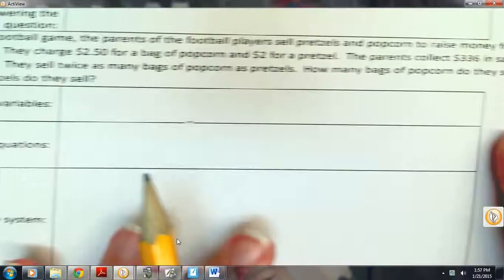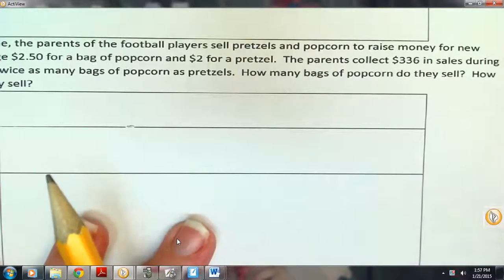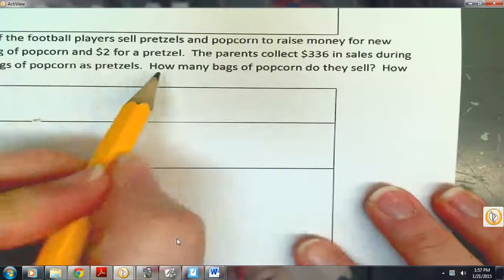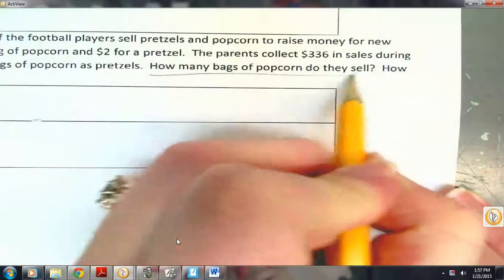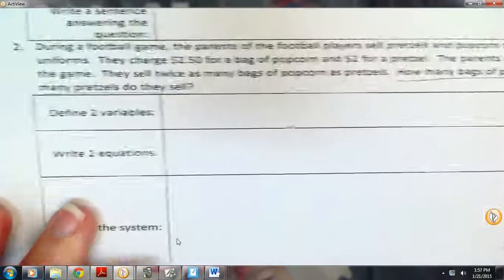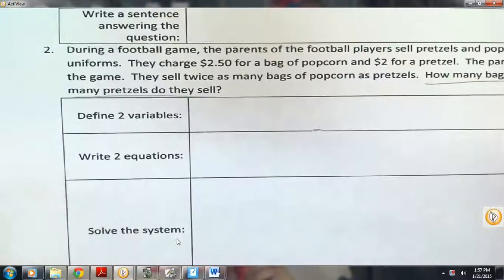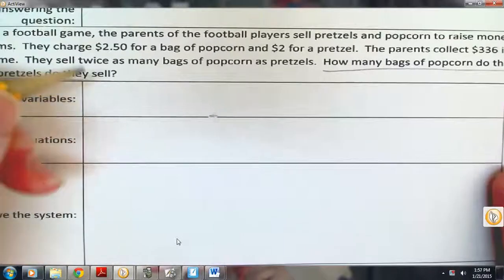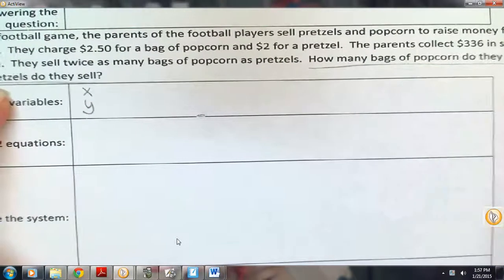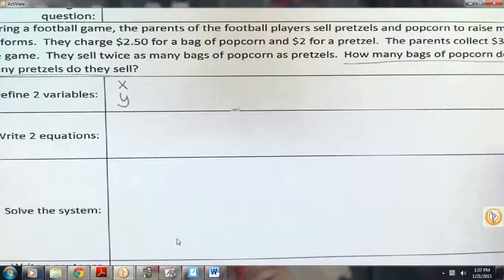And again, if you don't know what to define your variable as, a lot of times the last sentence will tell you exactly what they're wanting you to find. How many bags of popcorn do they sell? How many pretzels do they sell? Right there, that information is telling us what x and y need to be. I'm going to use x and y as my variables. I would avoid using p for popcorn and, again, p for pretzels. That's not really going to work very good. So I'm going to use x and y.